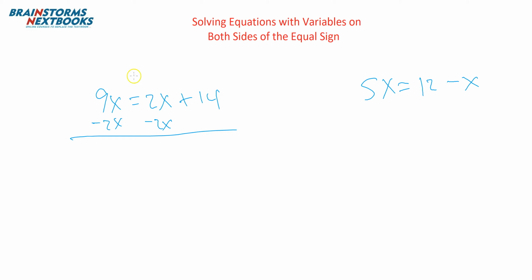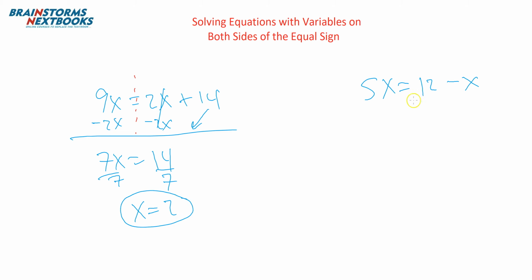Some people visualize like an actual brick wall, right? I'm putting it over the brick wall to the other side. Okay, so this is 7x equals, that's gone, 14 carries down, right? And then divide by 7 is my final step. That one came out pretty clean. X is 2.